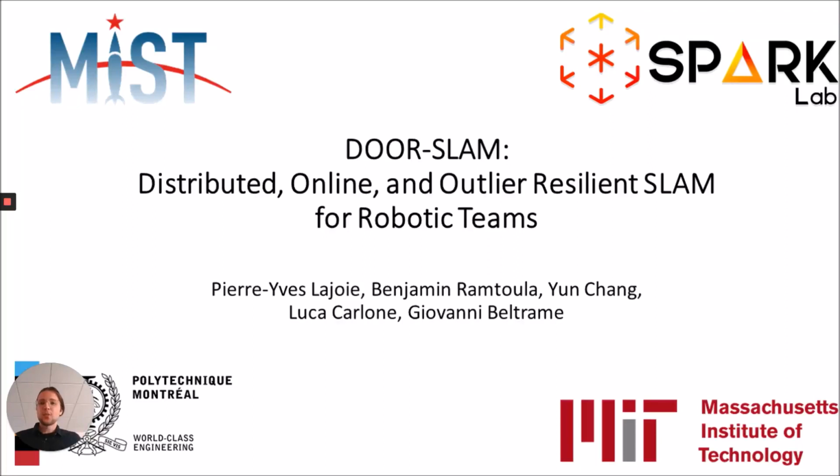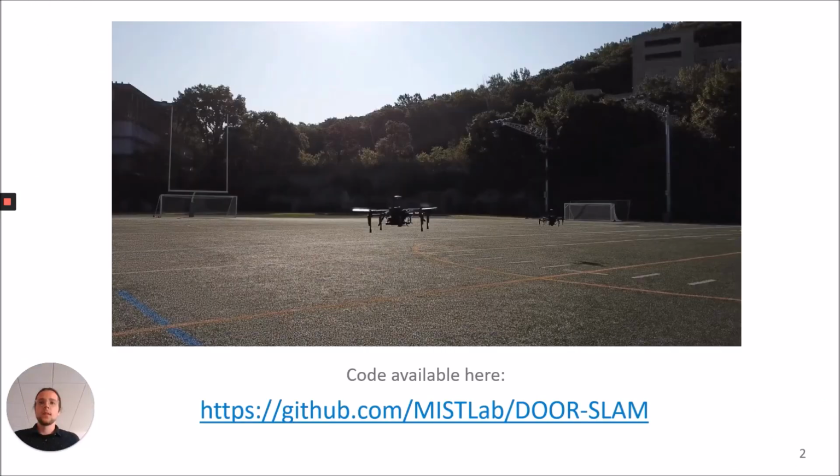My name is Pierre-Yves Lajoie, and this video is about SLAM, a distributed, online, and outlier-resilient simultaneous localization and mapping system for robotic teams. This is a joint work from the MIS Lab of Polytechnique Montréal and the Spark Lab of MIT. In distributed visual SLAM, multiple robots share their visual data to build a common understanding of their environment.